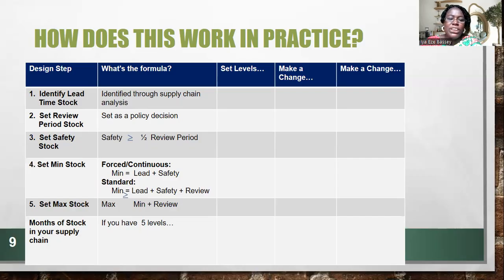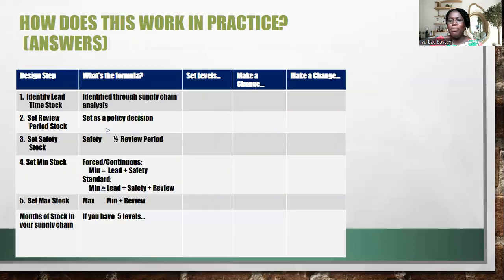Then you set your safety stock level using the formula, set your minimum stock using this formula, and then you set your maximum stock. All right. So if you have 5 levels and you set all those, you have that. So we can set our lead time stock at 2 months, review period 2 months, but we find that that's too long after going through. So you can also make a change. Changes can be made. There's nothing that is static. So let's see how we can make those changes.